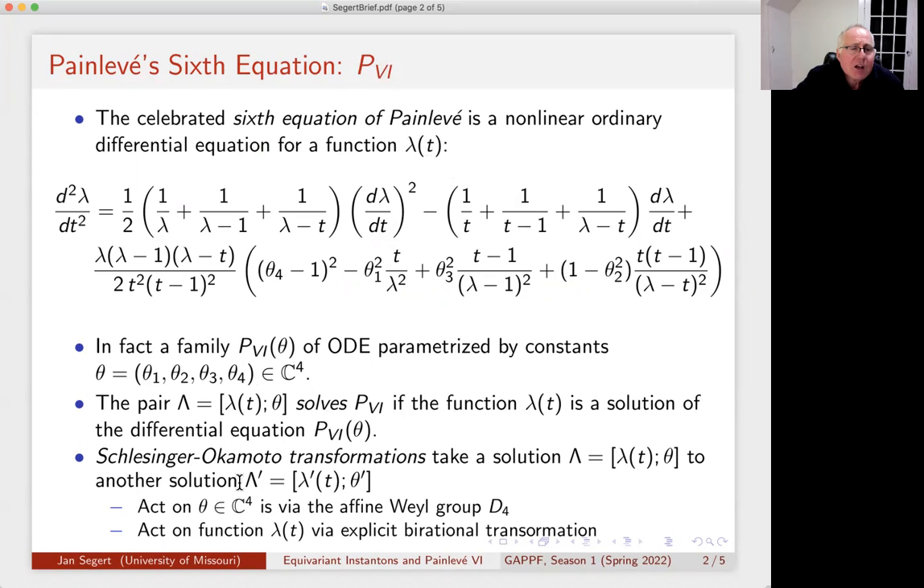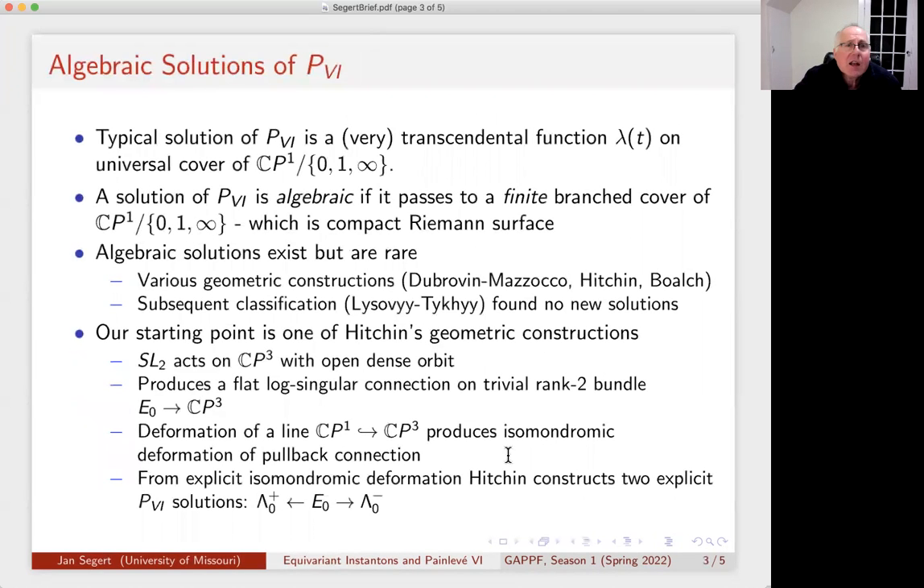What's interesting from our viewpoint is this action of Schlesinger-Okamoto transformations, that if you have one solution, depending on some parameter, you can transform it to another solution depending on another parameter, and these Schlesinger-Okamoto transformations act on the parameters and on the function by explicit birational transformations. Okay, and so algebraic solutions of Painlevé 6 are rather rare, but they're very interesting.